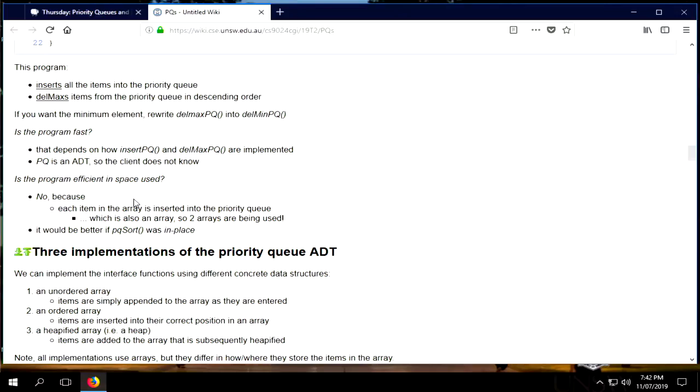And there's a third possibility. We had mentioned two possibilities, two arrays. One is unordered and the other one's ordered. Now the third possibility is a heap. We could have an ADT that is a heap. So what does that mean?